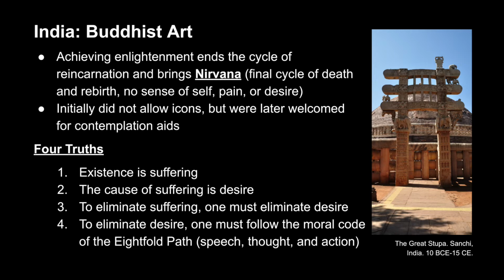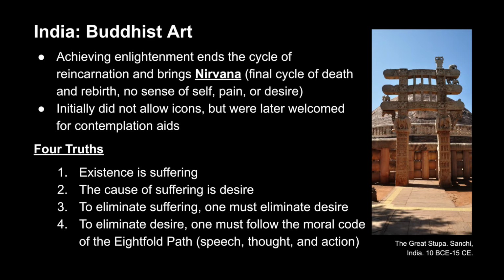Buddhism primarily believed in achieving enlightenment, which ends the cycles that we just discussed of reincarnation, in which the individual achieves nirvana, which is the final cycle of death and rebirth, wherein their spirit becomes something larger than self, pain, or desire. Initially, Buddhism did not allow icons, but they were later welcomed for contemplative and meditative aids.